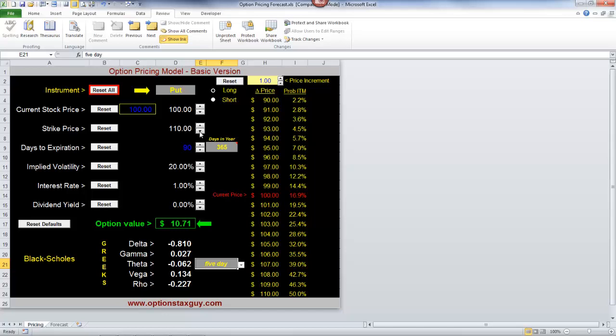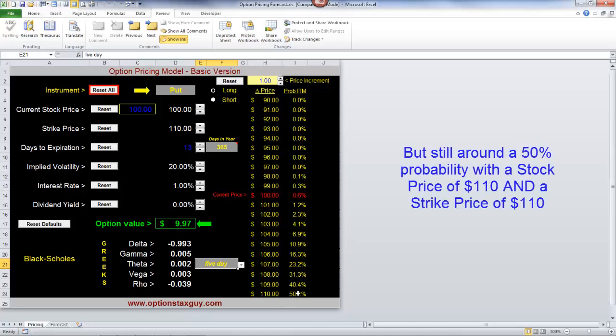And let's take a look at how this thing works. Look at 110, at a stock price of 110. It has about a 50% possibility of being in the money. As we run it down, you can see as time goes by that probability will change along here. Now this one, because it's the last one, is somewhat of an exception.